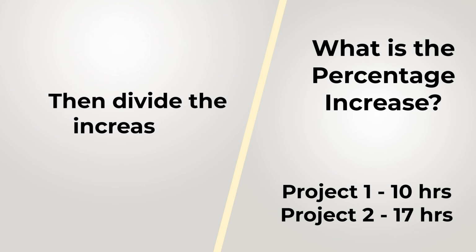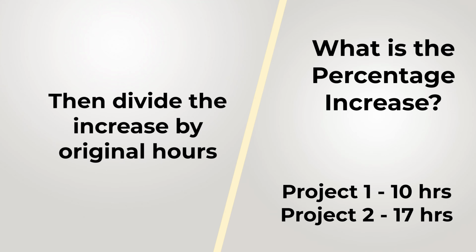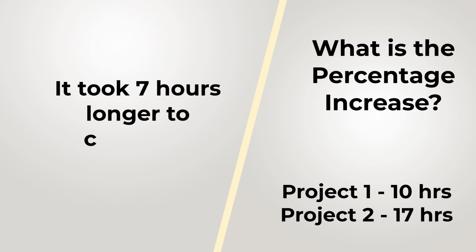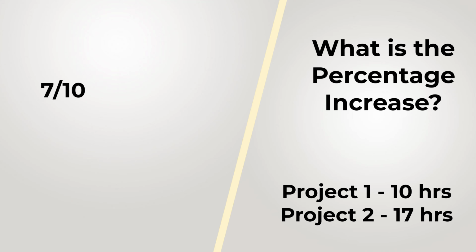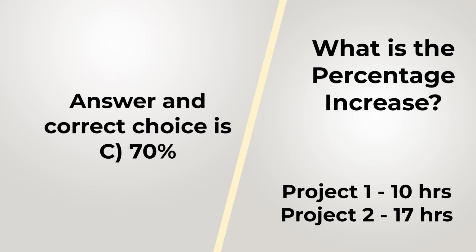In the next step, you need to divide the increase by the original hours. Since the original hours were 10 hours and the increase is 7 hours, you need to divide 7 by 10. And as a last step, you need to multiply it by 100%. You can do the calculations in your head, or if you use a calculator, you will come up with the same result, which would be 70%. So the correct answer here is that the increase was 70%, and the correct choice here is choice C.